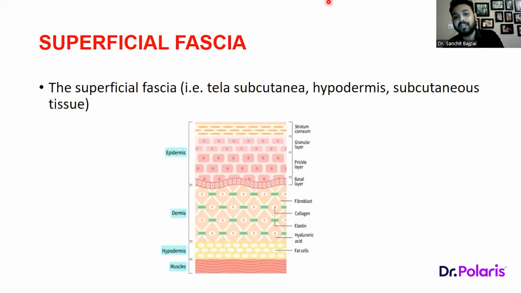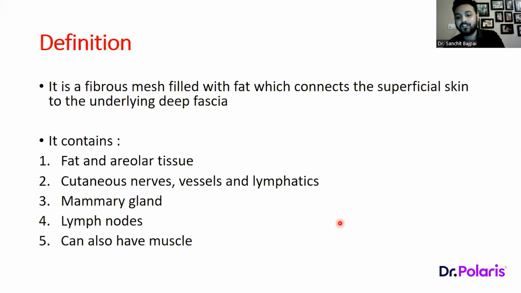Now, what exactly do you mean by that? Abundant with fat cells. So, as I already told you, it is a fibrous mesh which is filled with fat. Okay, and you already know that it is connecting one surface above, that is the superficial skin, and below, that is the deep fascia. So just beneath the superficial fascia is deep fascia. Skin above, deep fascia below, and the layer in between is called superficial fascia, containing a lot of fat cells. I'm going to show you the diagram of how exactly these fat cells look.